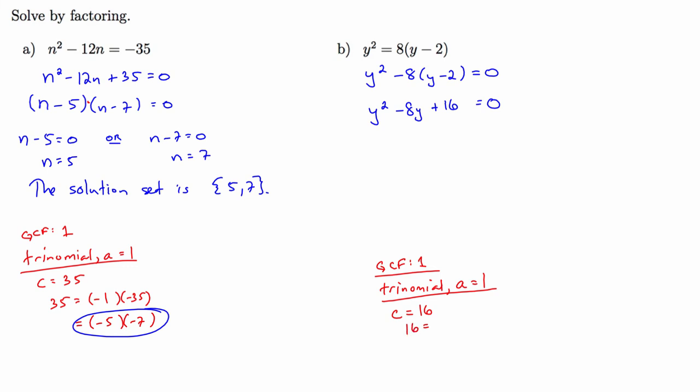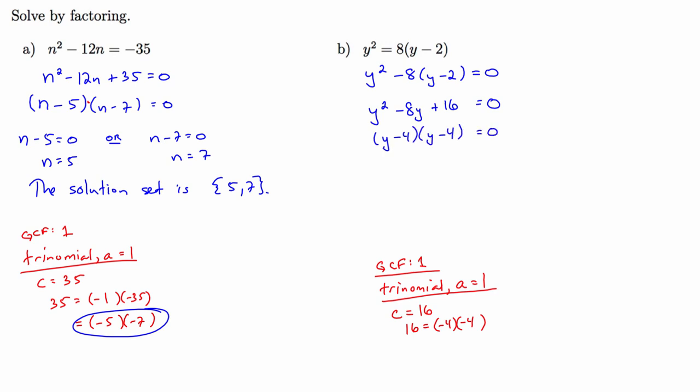Again, we have a situation where the 16 is positive, so the sign on the two factors will have to both be the same, and since they add to make a negative, they will both have to be negative. Things that multiply to make 16 and add to make negative 8 is negative 4 and negative 4. So we can factor y squared minus 8y plus 16 as y minus 4 times y minus 4.